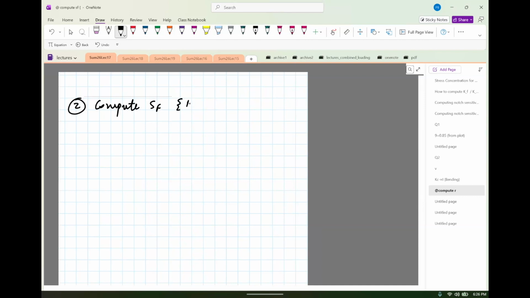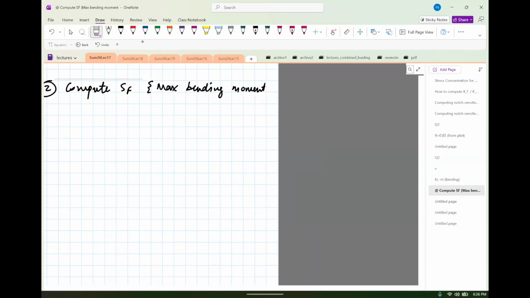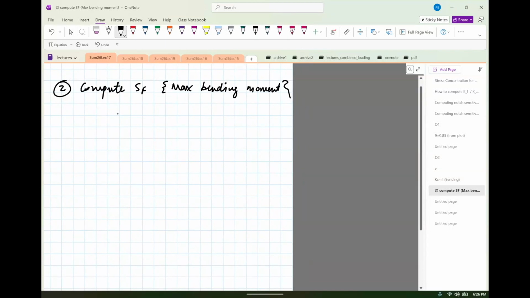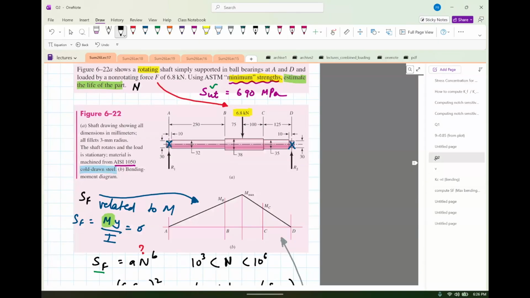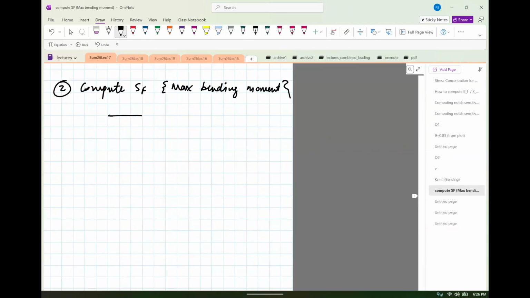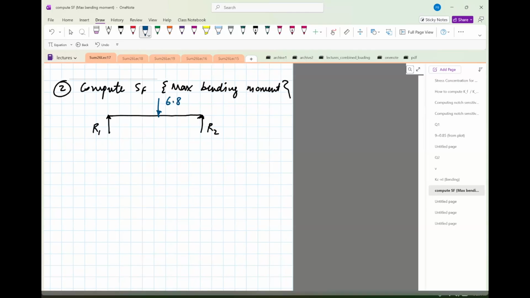So part 2, compute SF. This is the max bending moment. I'll draw a free body diagram. The shaft has 250 plus 75, that's 325, and then 100 plus 25 is 225. So the distance is 325 from the left side and 225 from the right side. R1, R2, and the 6.8 kilonewton force here. This is 325 millimeters and 225 millimeters.